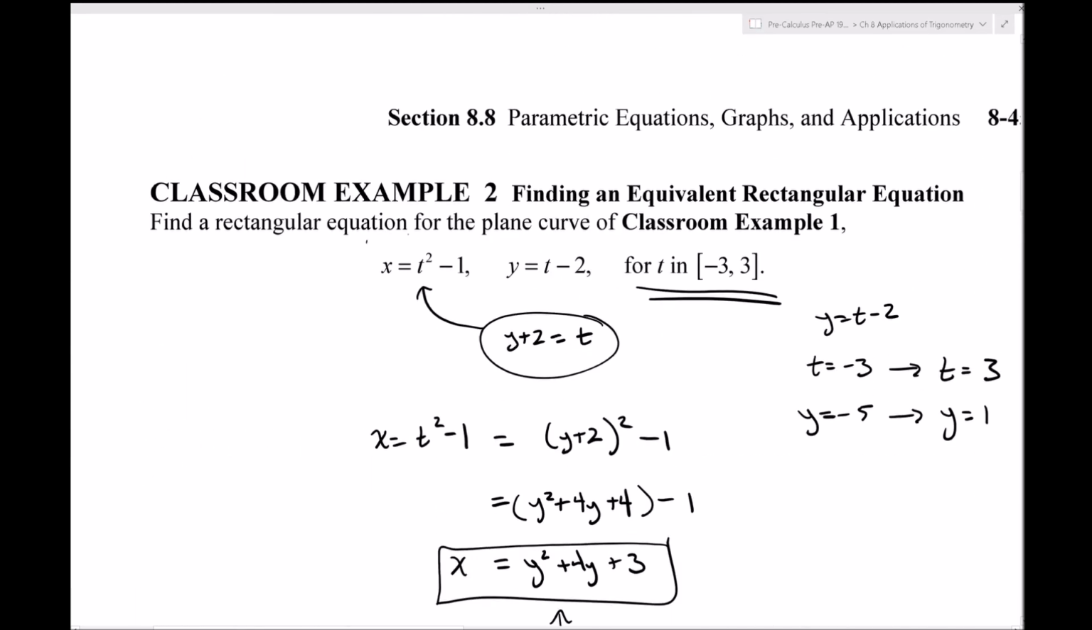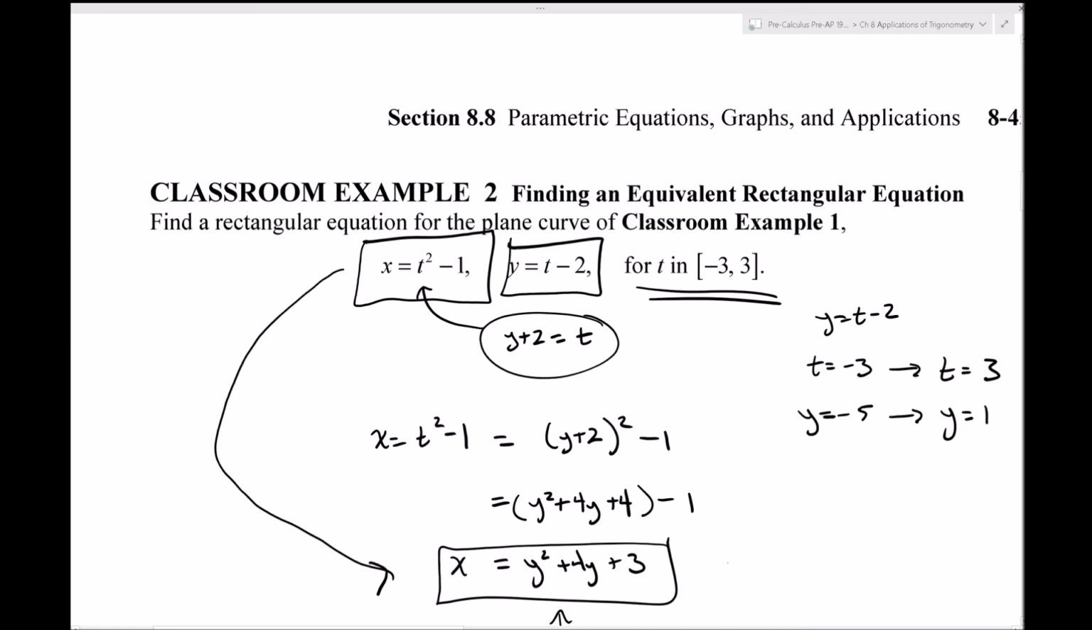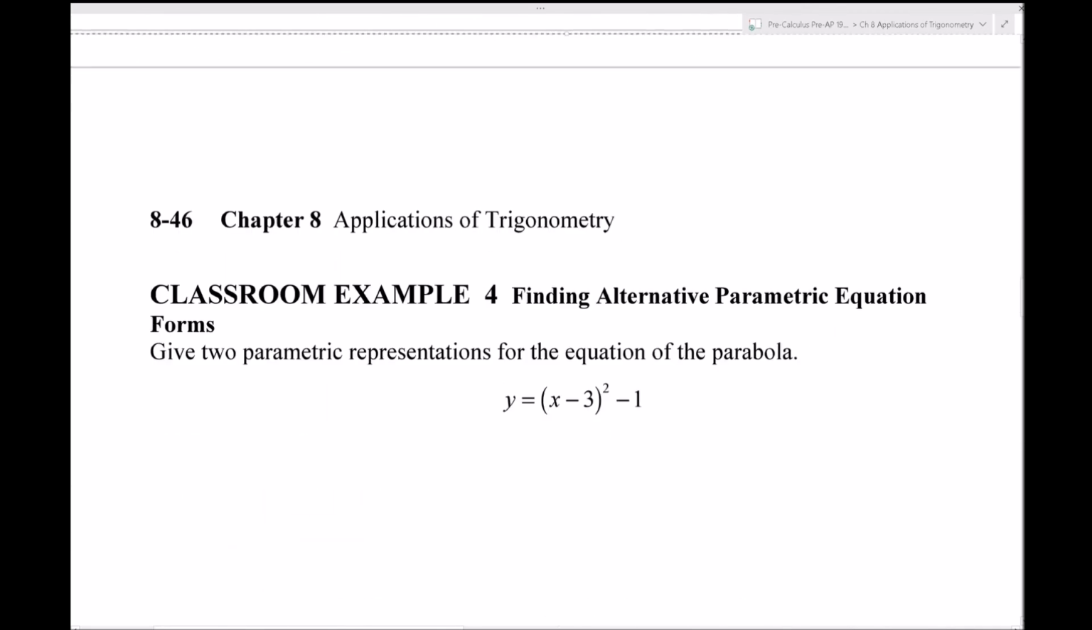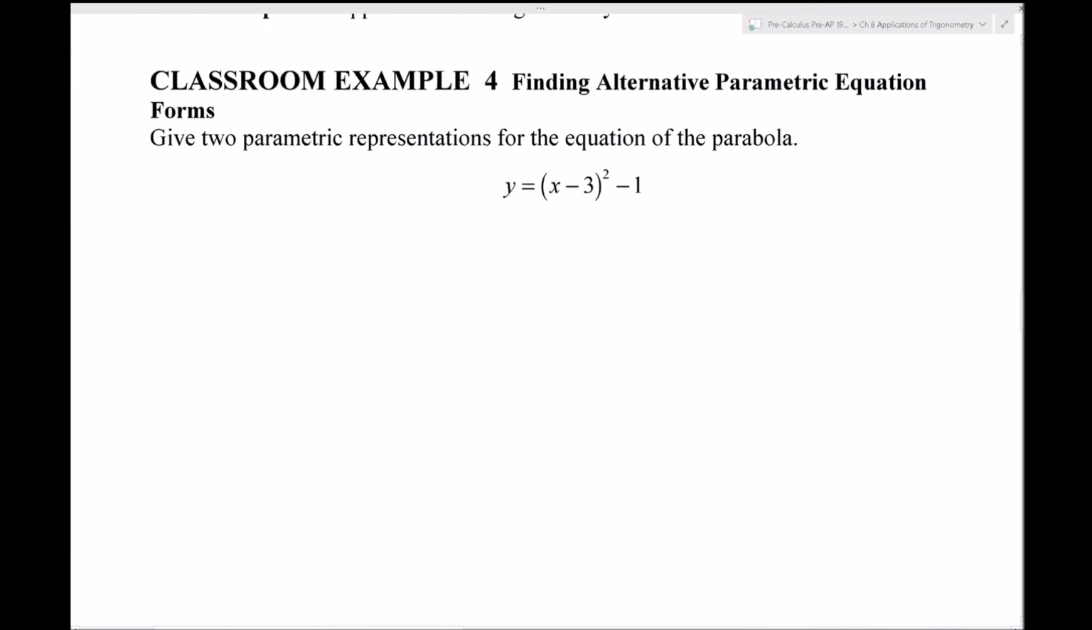Like we did here, we were given two rules. Find the rectangular equation. So we went from there to there. Now they're asking, go backwards. Can you come up with the scheme for separating x and y as functions of time, or functions of t? And it looks like I can.